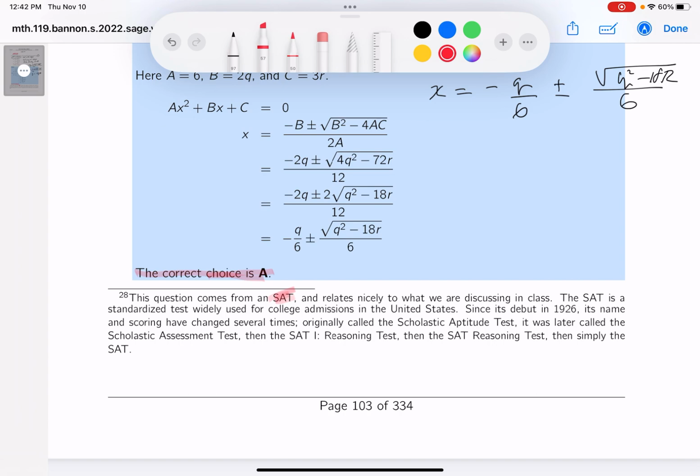SAT stands for, at least what I know it stands for, Scholastic Aptitude Test. Its name has changed over time, and you may want to read through that, all right?